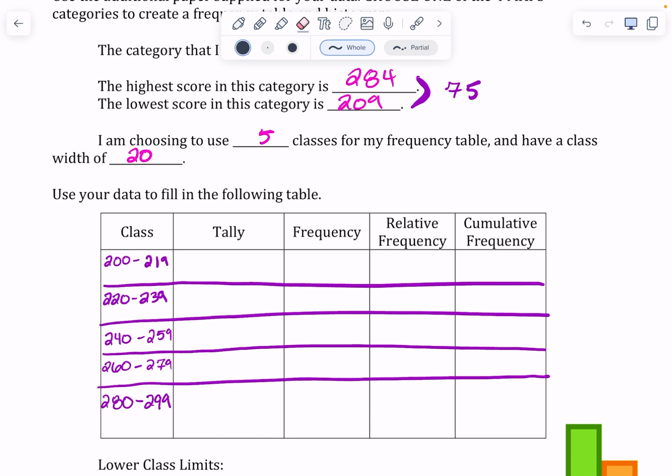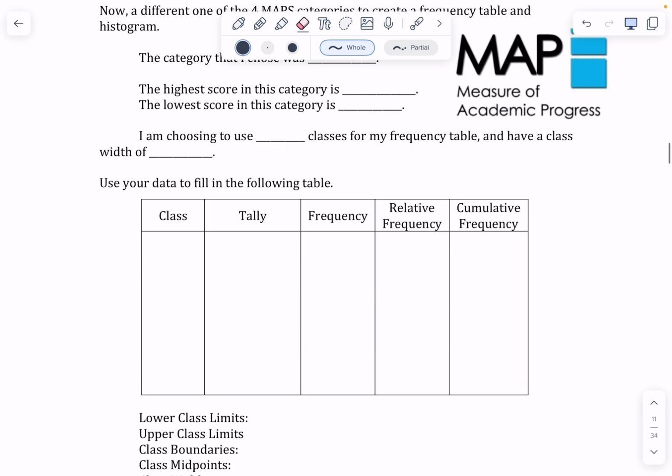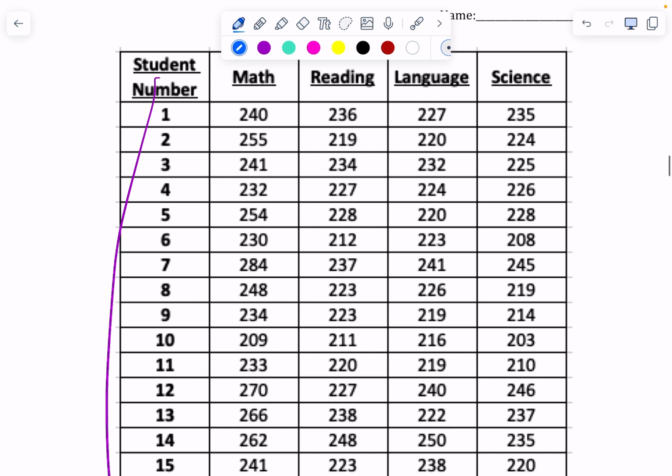All right, 200 to 219. I don't want to tally. I'm going to go through and circle them, each class in a different color. Okay, 209. Yeah? So 200 to 219.